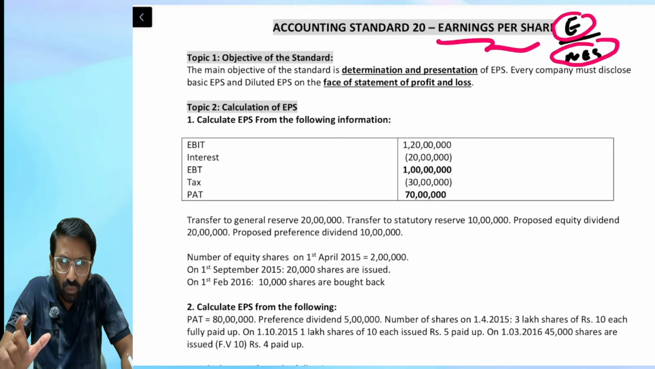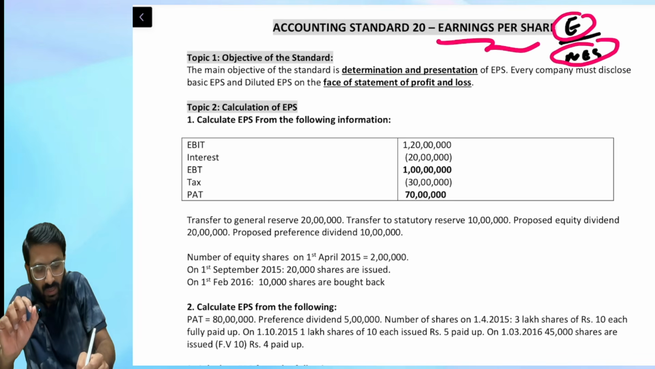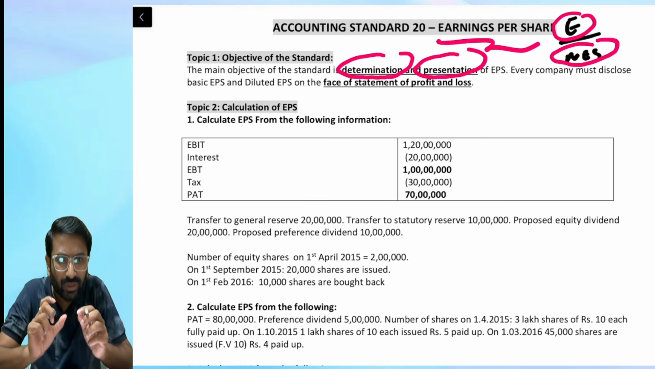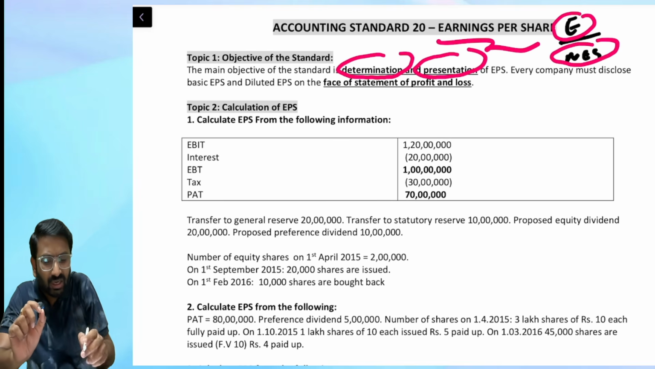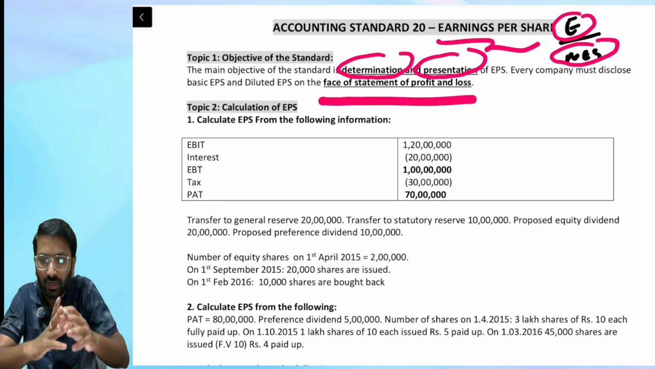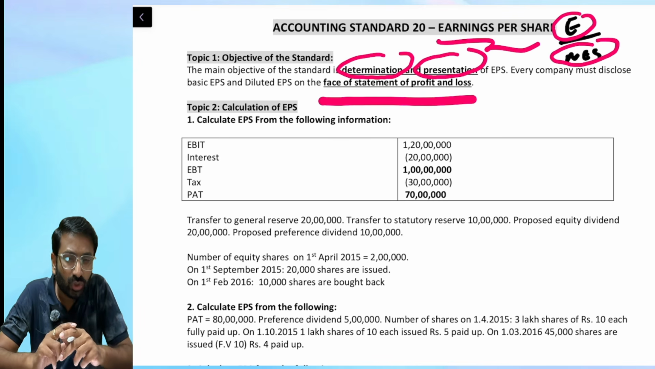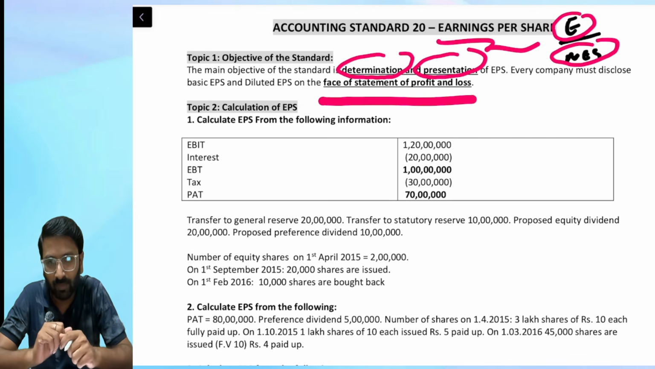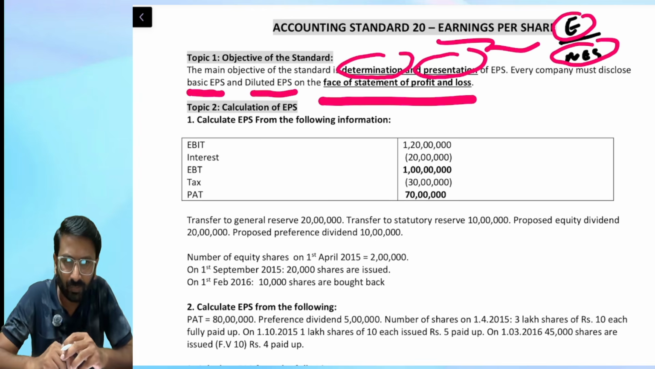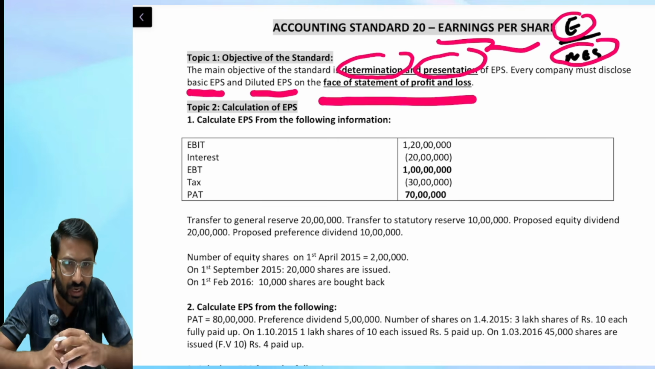This standard focuses on two different aspects. One, how to calculate EPS, that is nothing but determination. Second, presentation of EPS. Once you calculate the earnings per share, that earnings per share will be presented on the face of the profit and loss account. Very, very important. It is not disclosed inside the P&L, it will be disclosed on the face of the P&L. And there are two different types of EPS that you'll be learning. One is called basic earnings per share. The other one is diluted earnings per share. Now, what is all that? As we proceed in the standard, we'll try to understand.